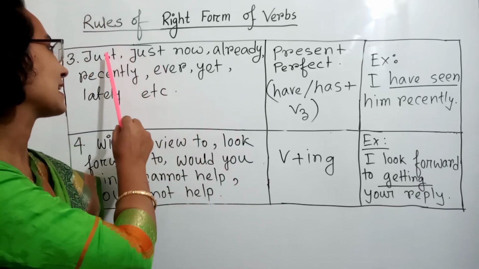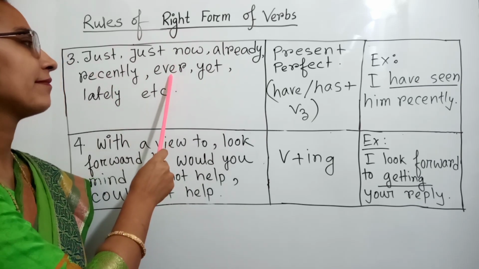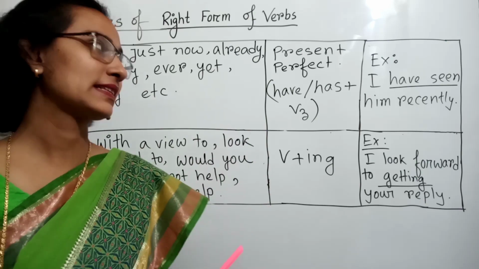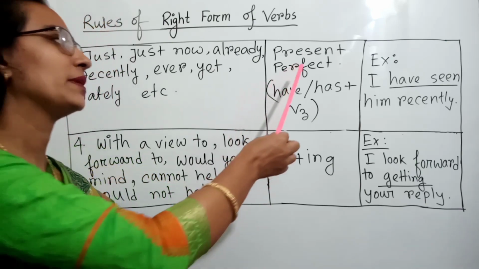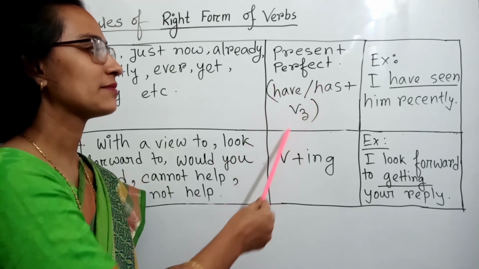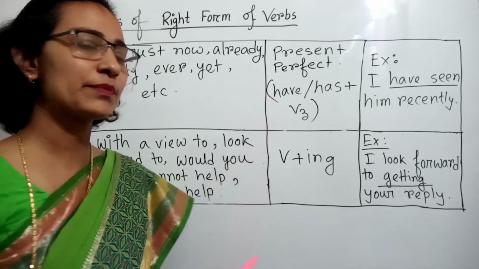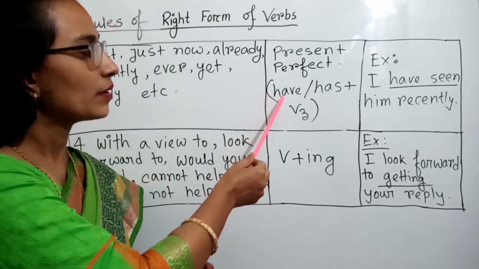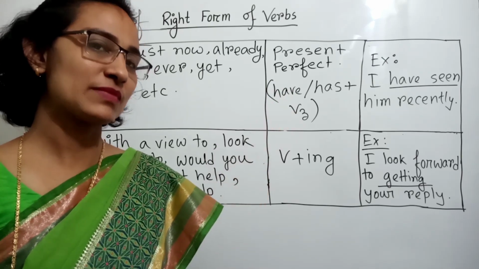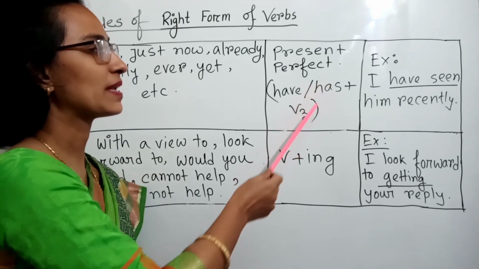Here, if you see just now, already, recently, ever, yet, lately, etc. These types of word in the sentence, in that time verb will be present perfect tense. That means have or has plus V3. If the subject is first person or second person, in that times you can write have plus V3. If the sentence subject is third person singular number, that means you have to write has plus V3.